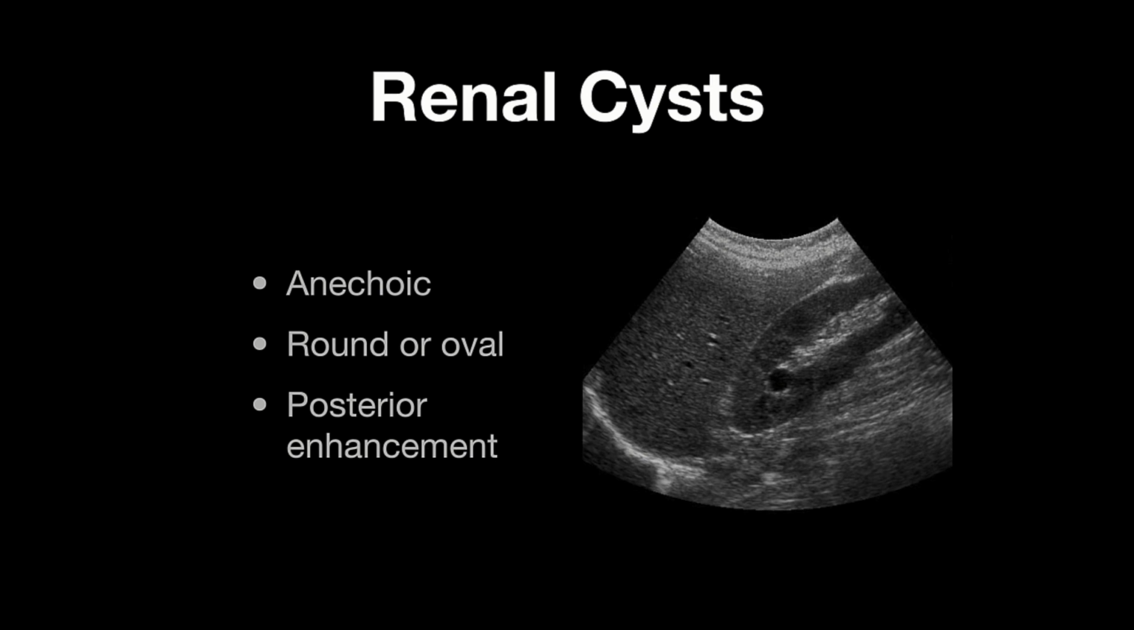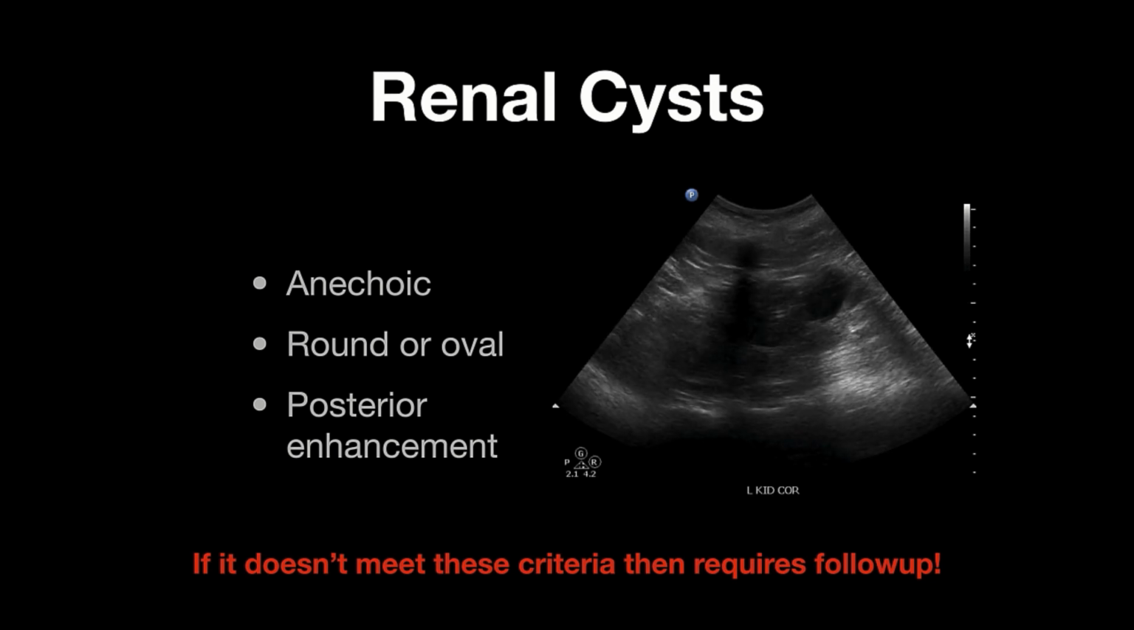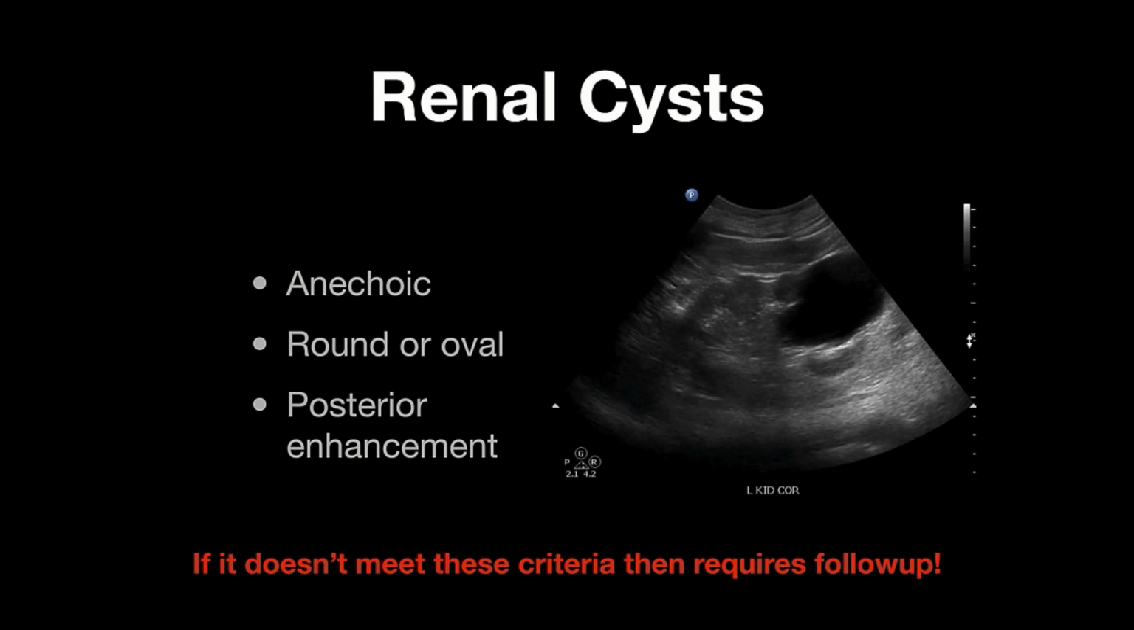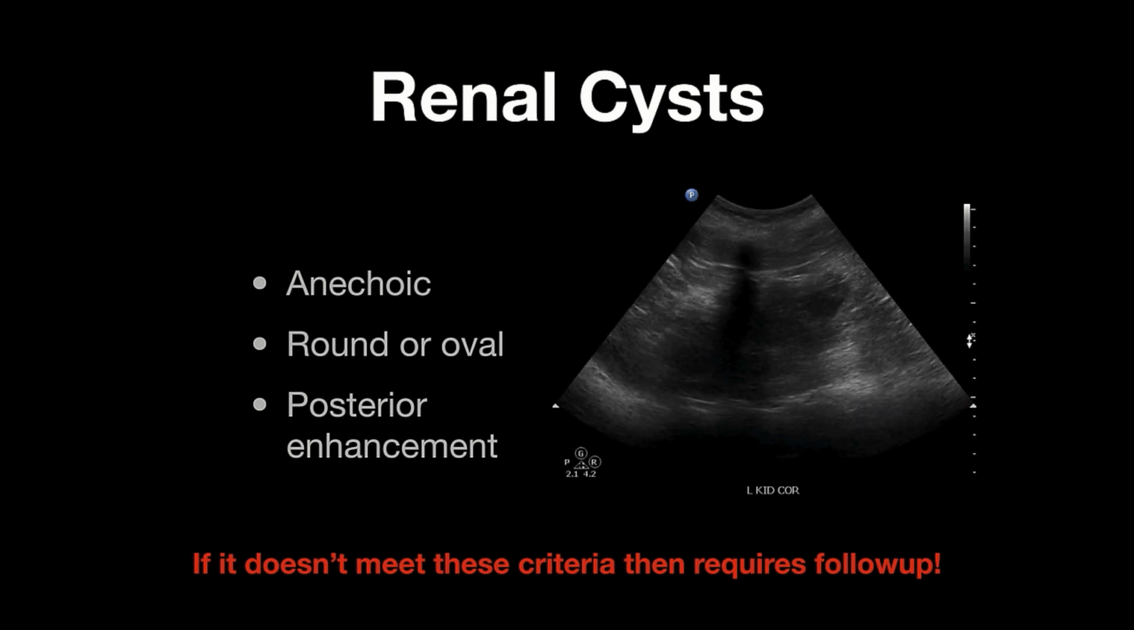In terms of commonly encountered pathologies or normal variants, renal cysts, you're going to frequently see those, and they can be any location within the kidney, from the pelvis to the parenchyma. They can be very small, but all cysts have the same characteristic. They're anechoic, round or oval, and they have posterior enhancement. If they do not meet all of those criteria, they all require follow-up, whether that's renal, liver, splenic, testicular, ovarian. You have to differentiate a simple cyst from a complicated cyst.